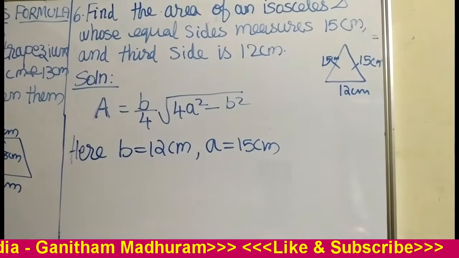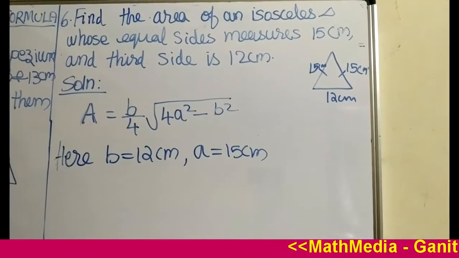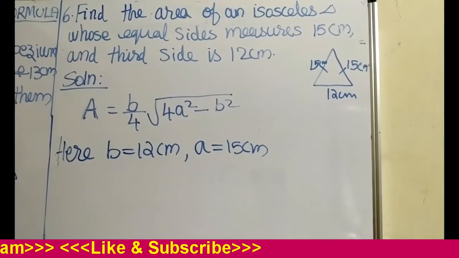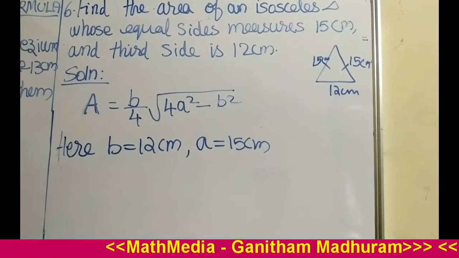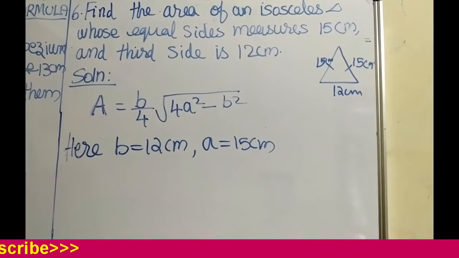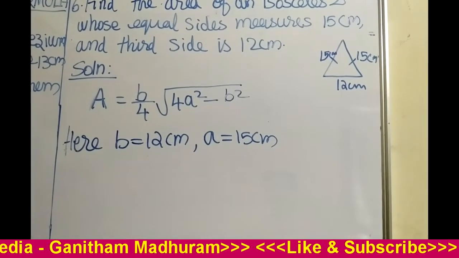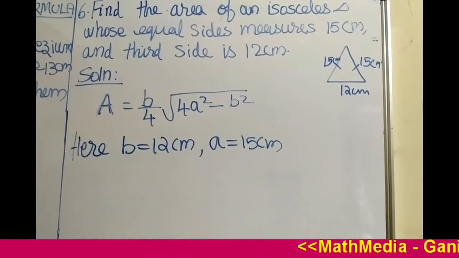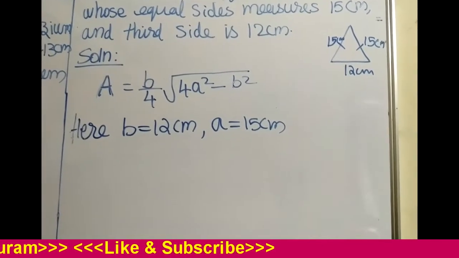Now we move to the next question. Find the area of an isosceles triangle whose equal sides measure 15 cm each and the third side is 12 cm. I think the question is clear. An isosceles triangle is given with the equal side 15 cm and base equal to 12 cm. So first of all, you can draw a rough figure and mark the measures given.